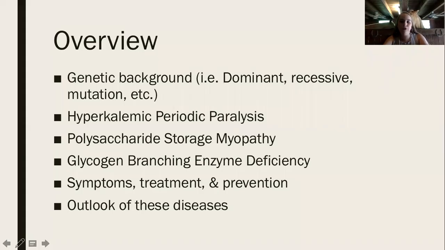So an overview of what I'm going to be presenting. I'm going to give you guys a genetic background. Woohoo, genetics. I hope you guys have all had it, but in case you haven't, I'm going to include some basic terms. And then the three diseases I'm going to be covering are hyperkalemic periodic paralysis, polysaccharide storage myopathy, and glycogen branching enzyme deficiency. We're going to be talking about the symptoms, treatment, and prevention of these diseases, and also the future or outlook of these diseases that you would see happening, and they're fighting in the background.